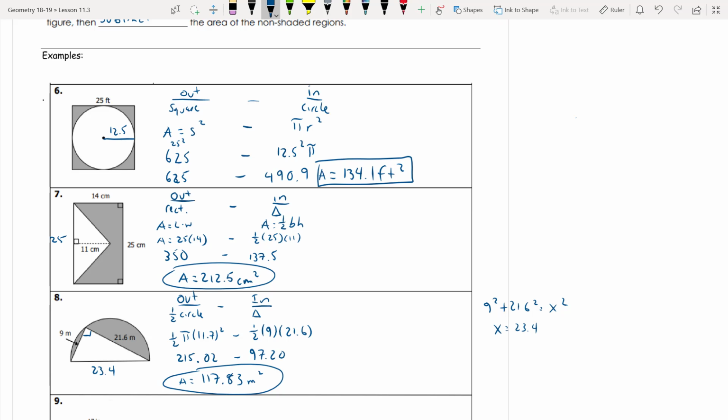So the process is very simple. It's find the outside area, subtract the inside area. If there's multiple cutouts, you would subtract all of those multiple cutouts. You would just do subtraction after you found the area.